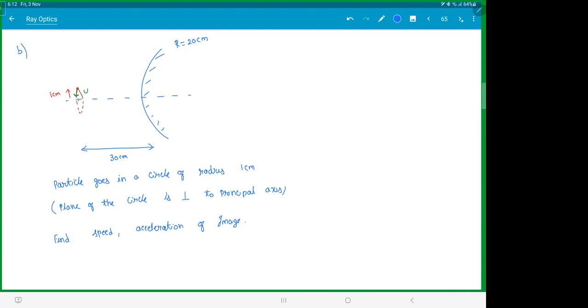Get this. I hope the question is clear. You have a convex mirror. There's a particle going in a circle of 1 centimeter radius with speed u. I can give you the speed also. Let's say u is 2 centimeter per second. Find the speed and the acceleration of the image. Anyone not clear with the question, please ask.